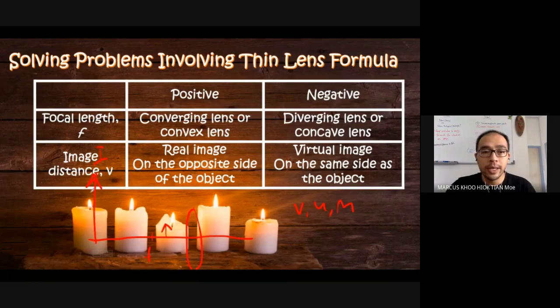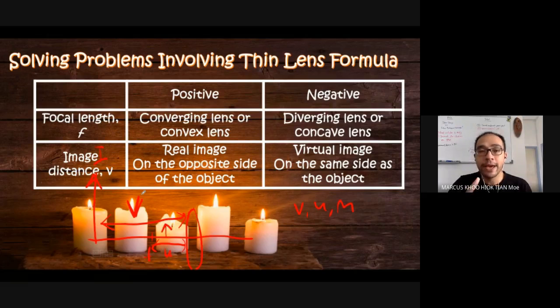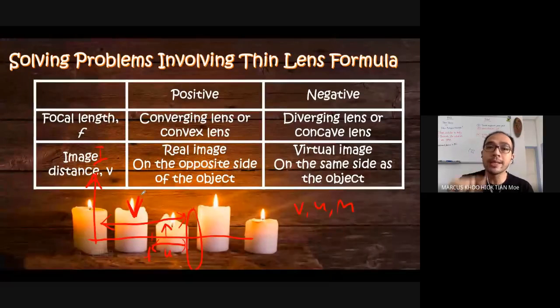Okay, so in this case, here is our U. Our U will always be positive. But because the image is on the same side as the object, our V value here has to be negative, because the negative tells us whether it is a real or virtual image. Please take note about this. Positive and negative values for F and V are very important because they tell us characteristics about the image. Is it real? Is it virtual?